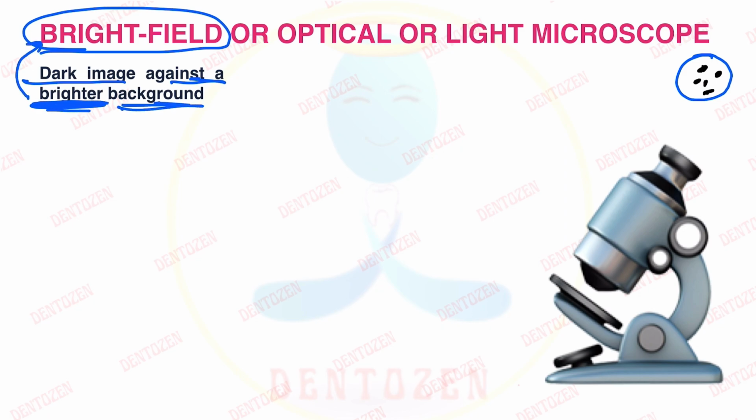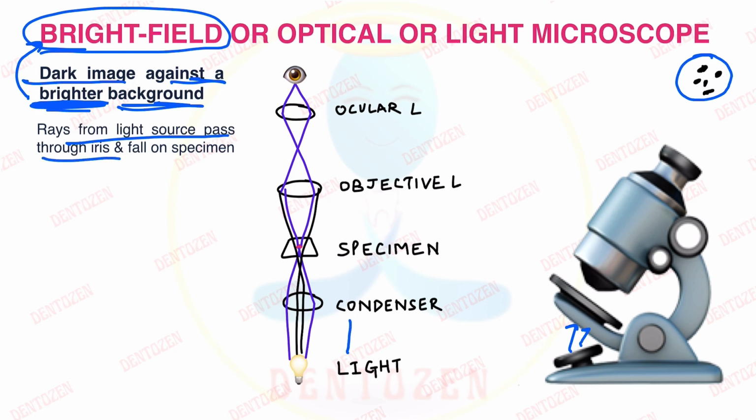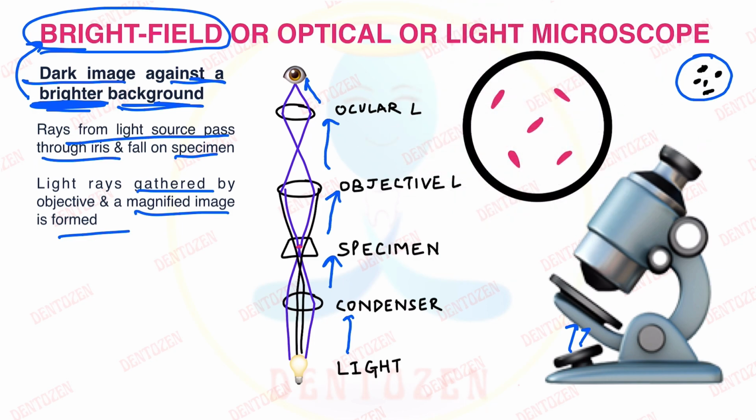Now let's see the working principle, how it operates. So we have a light source. From the light source, the rays of light pass through the iris and the condenser, and they fall on the specimen. From the specimen, the light rays are further collected by the objective, and pass through the ocular lens, and a magnified image is seen in the eye. So here we can see the image is dark and the background is bright, or we can say it is a light or white, bright background.